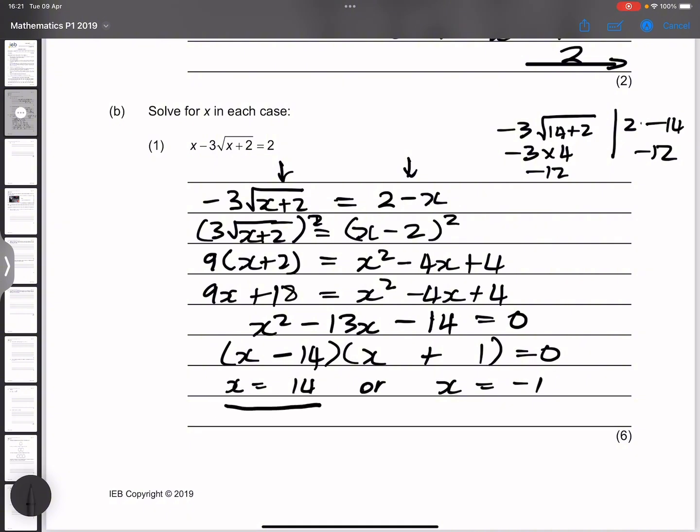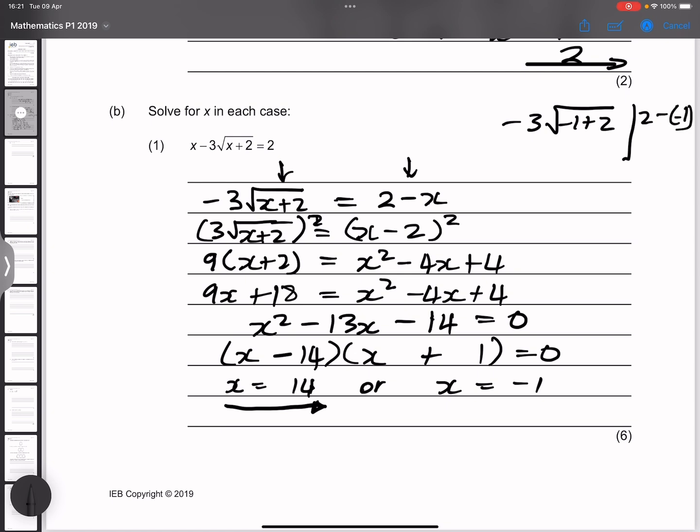So this answer would definitely be correct. Now I'm going to substitute negative 1 there. So this is going to be minus 3 square root of minus 1 plus 2, and on the right hand side, I've got 2 minus a negative 1. So I've got negative 3.